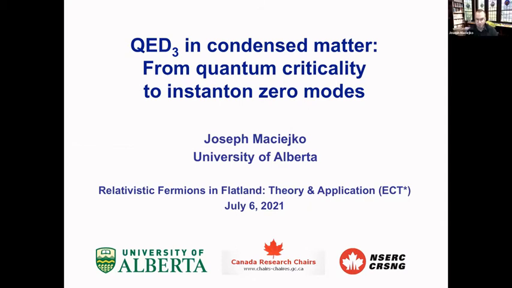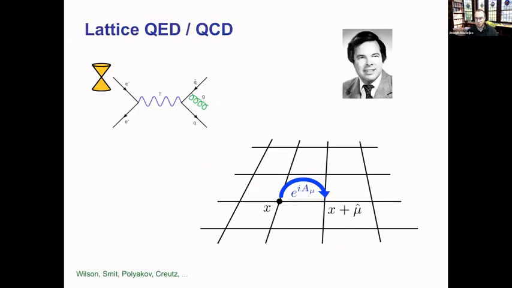So the talk will be about a condensed matter perspective on QED3 that we've heard a bit about from David's talk and in some other talks. I'll focus on 2 aspects. One will be how this can be applied to describe quantum phase transitions. Then I'll also talk about the possible role of instanton zero modes in describing certain broken symmetry phases in these systems. So the talk in a sense will be about lattice QED.